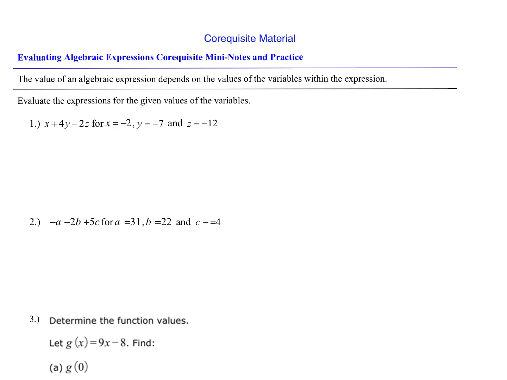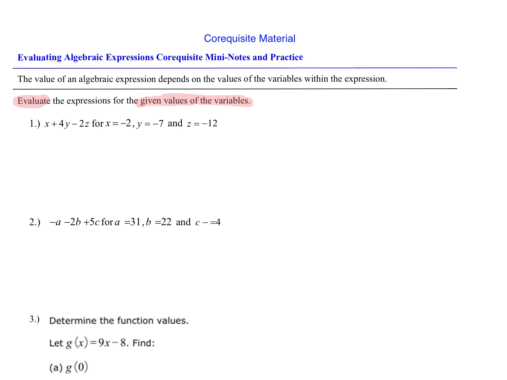Hello, this video is to cover evaluating algebraic expressions, and this part is really with the Coreq part of our course. This is going to help you with some of the things that we do in the future. So I'm going to start out with the value of an algebraic expression depends on the values of the variables within the expression, and we will evaluate the expressions for the given values of the variables. And so essentially we're just taking values and we're plugging them in.